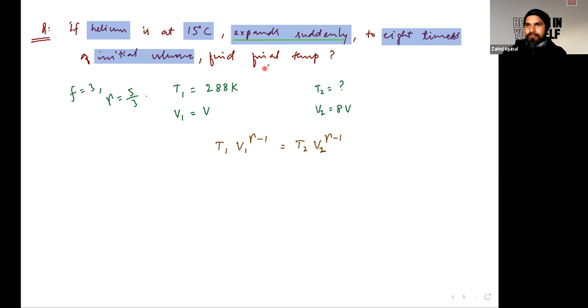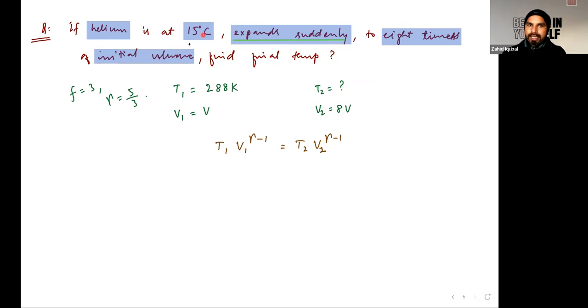We have mainly four different processes. First is isobaric, in which pressure is constant. Second is isochoric, volume is constant. Third is isothermal, temperature is constant. And fourth is adiabatic, heat is constant.